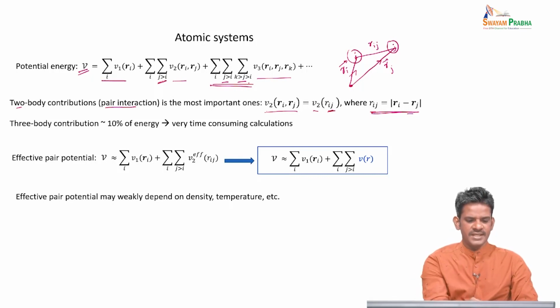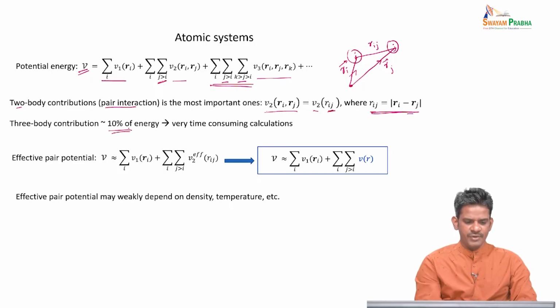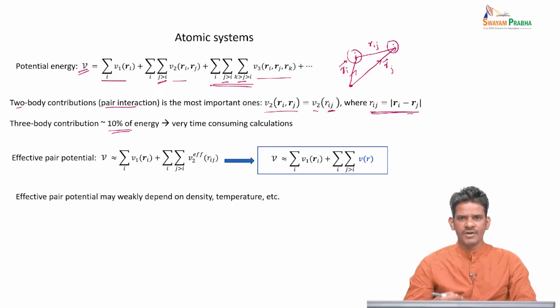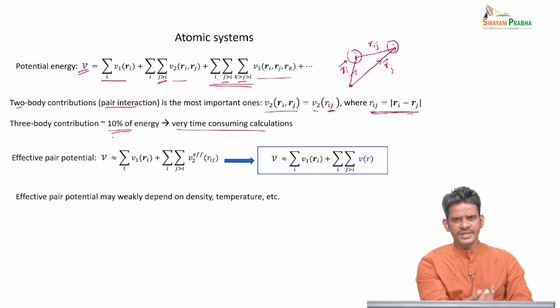Now, if you look at the three body contribution, that is this term, for certain systems it is found that 10% of the energy comes from the three body interactions. But the way we calculate it, this is actually a triple sum over the number of particles, which is quite time consuming. In many simulations, we basically ignore the three body potentials because of this numerically intensive calculation, and also because it contributes only 10% or a lesser amount of energy.